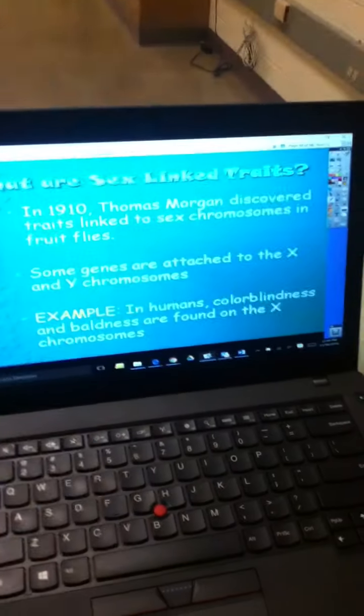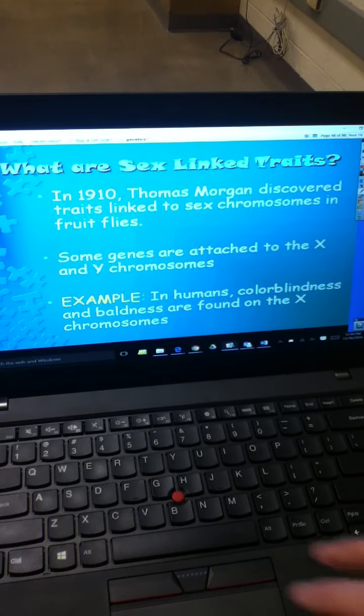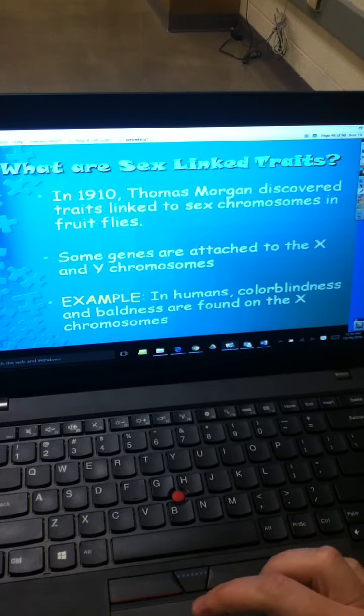Okay, sex-linked traits are attached to the sex chromosomes. So anytime they are found in men, they're going to be expressed in the phenotype. So again, if you want to look back at the presentation, this started on slide 49, where we started talking about sex-linked traits. It was discovered in 1910 by Thomas Morgan Hunt.